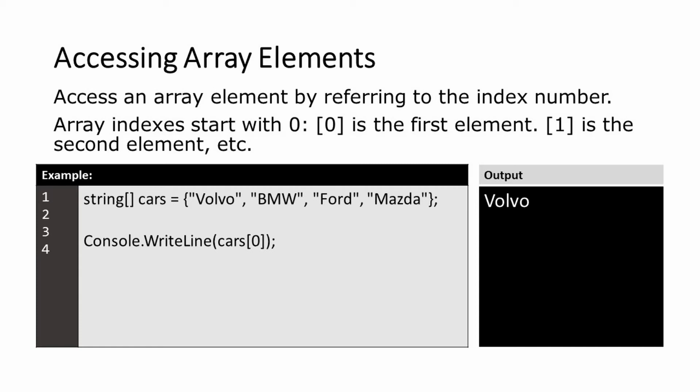You can access an array element by referring to the index number. Array indexes start with 0, 0 is the first element. Index 1 is the second element, etc. In this example, I declare an array of strings named cars. The cars array has 4 elements.